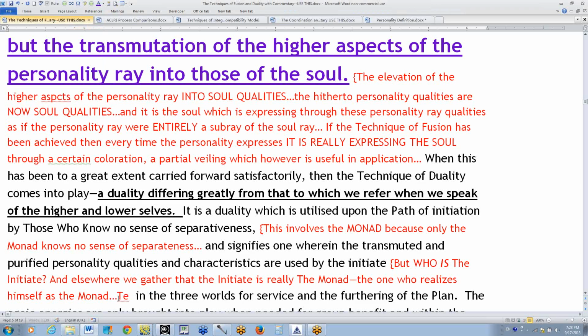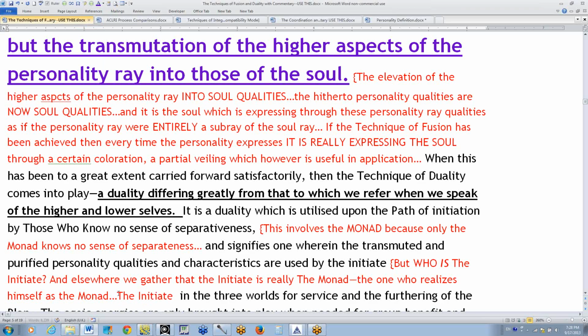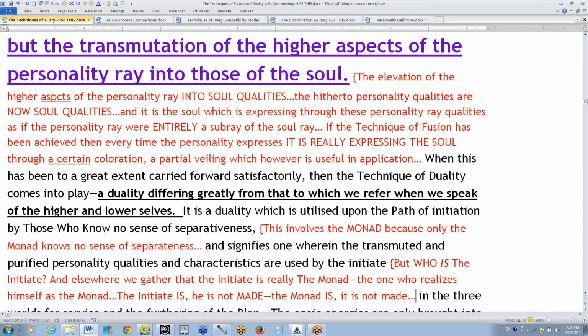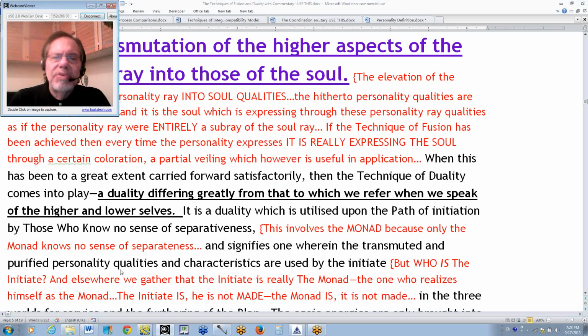We'll say that the initiate is. He is not made. The monad is. It is not made. So you begin to wonder whether this technique of duality, which should involve, I think, the antikarana, doesn't connect us with some kind of monadic identification, because the true initiate has that increasing monadic identification. More and more he realizes himself as being.